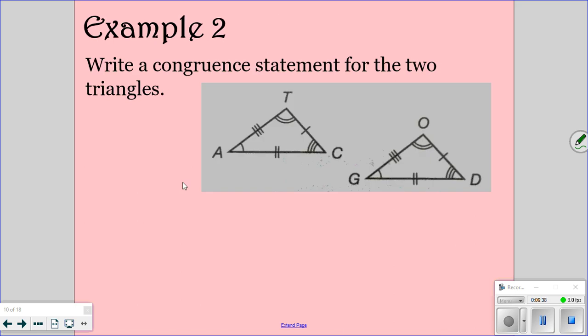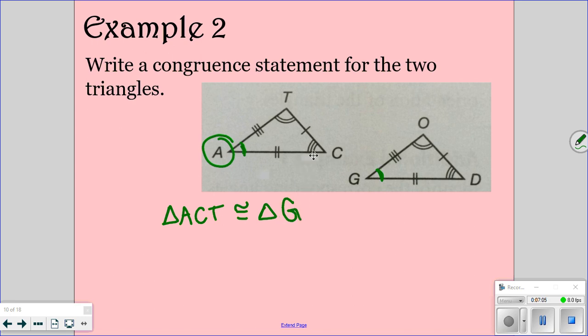So we want to write a congruent statement for the two triangles. So start with the first triangle. Triangle ACT, we'll say. It is congruent to triangle over here. What side corresponds to A? Well, if you look, A has one arc mark, and the angle over here that has one arc mark is G.